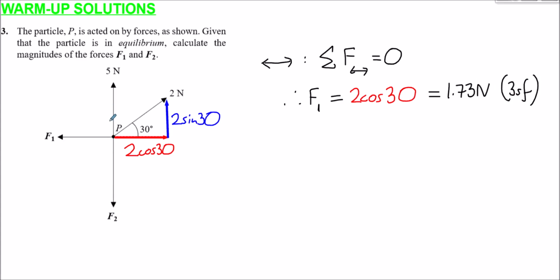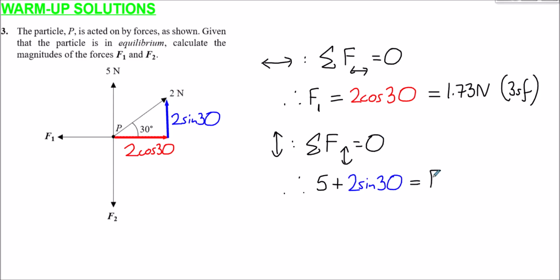And now for F2, we need to consider forces going up and down. So considering in the vertical direction, the sum of all forces vertically will equal 0. In other words, forces up will equal forces going down. Going upwards, we've got this force of 5. We've also got acting upwards this component of this 2 Newton force, which is 2 sine 30. Those are the total of the forces acting upwards. The only force acting downwards is F2. So therefore F2 is just 5 plus 2 sine 30.